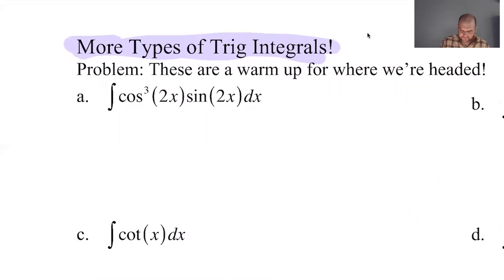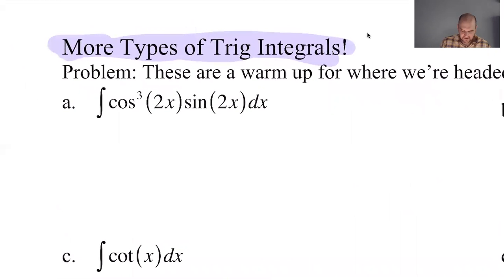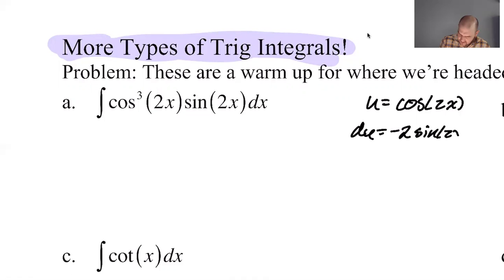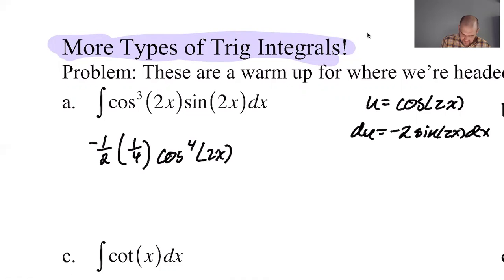So in my mind, you can do this one of two ways. You can just do it, right? I'm going to write what I'm thinking. u is cosine of 2x. The derivative of that, well, I'll just do the work: negative 2 sine of 2x dx. I need a negative 2 on the inside, so negative 1/2. And then you get a 1/4 by reversing the power rule. You get cosine to the 4th of 2x plus c.